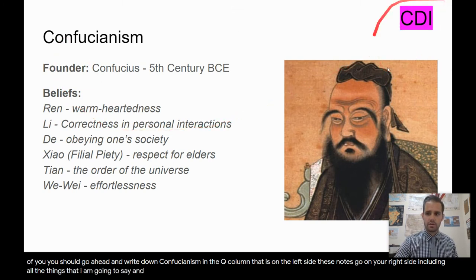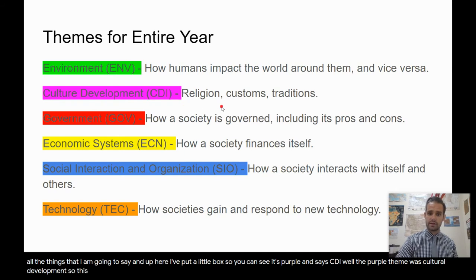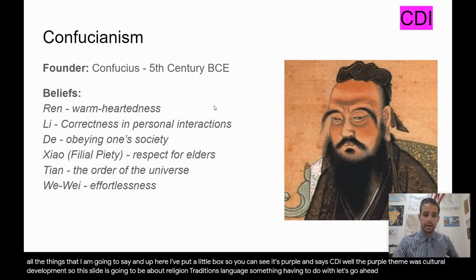And up here, I've put a little box. So you can see it's purple and it says CDI. Well, the purple theme was cultural development. So this slide is going to be about religion, traditions, language, something having to do with culture and how it impacts society. Let's go ahead and look at Confucius.